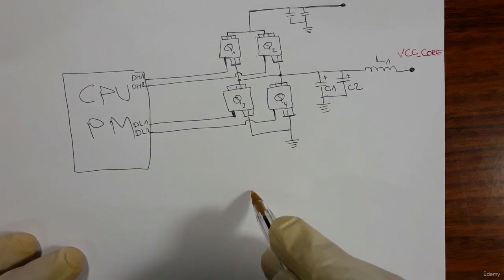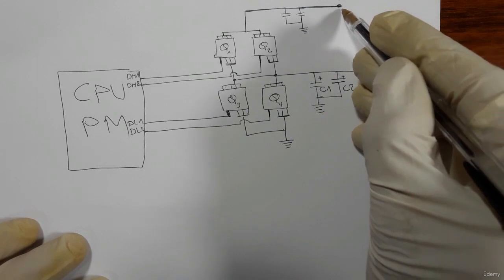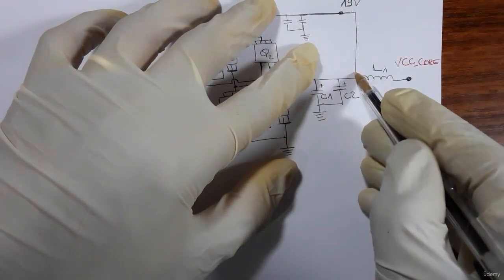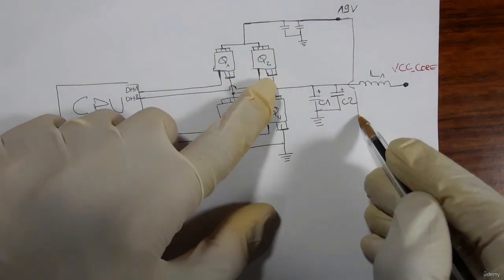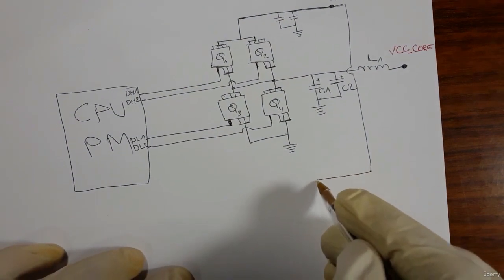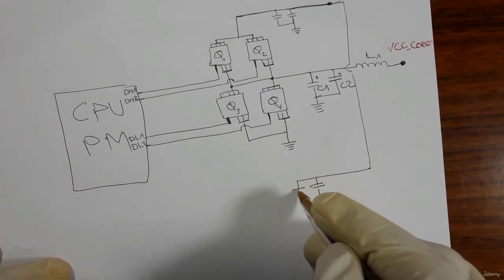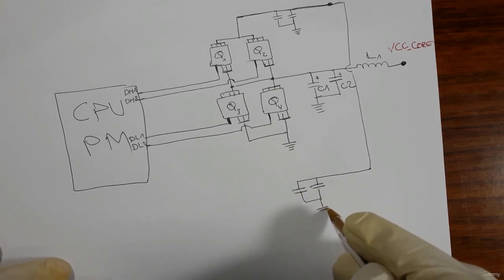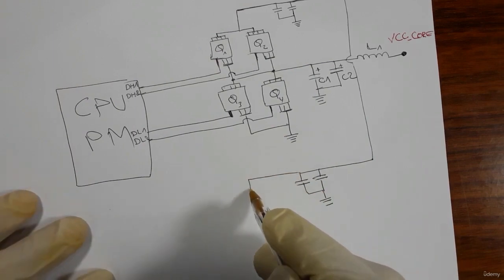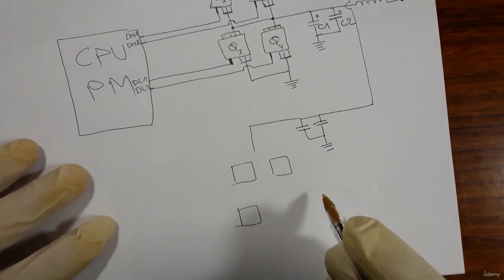Okay, so we have here, as you can see, also we have here, so we should have here 19 volts. Okay, here we should have 19 volts with, as you see, two PF capacitors or ceramic capacitors, as you can see. Okay, and of course we have 4 MOSFETs.